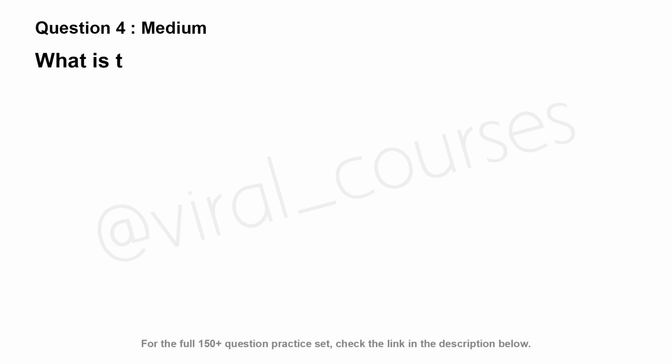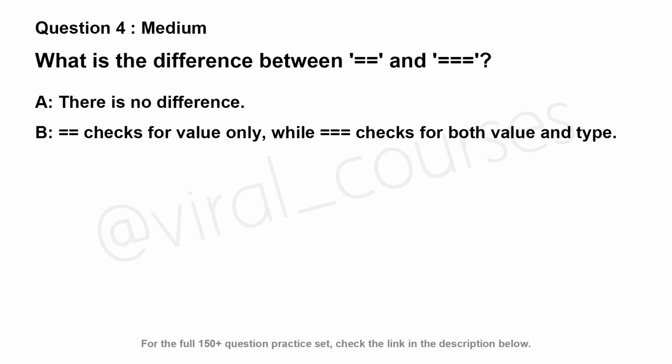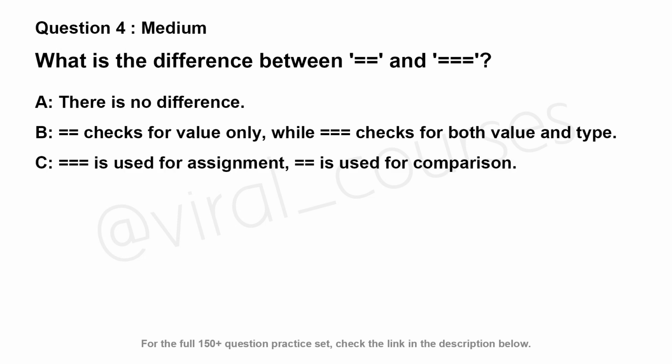What is the difference between == and ===? Option A. There is no difference. Option B. == checks for value only, while === checks for both value and type. Option C. = is used for assignment, == is used for comparison. Option D. == is faster than ===.